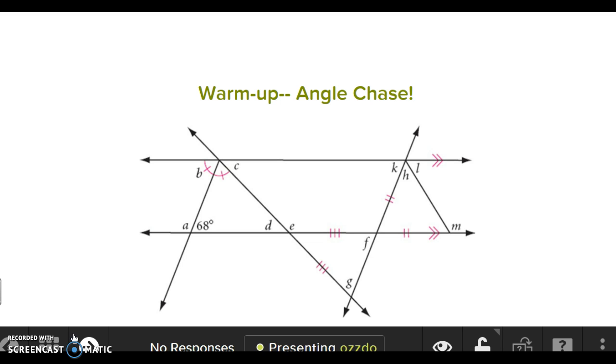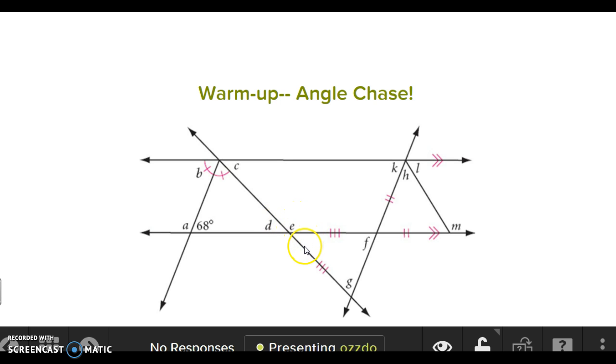Okay, so hopefully you made a good attempt at the warm-up. Angle A should have been 112 degrees. We have a linear pair. Angle B should have been 68 because we have alternate interior angles. C then should have been 44 degrees because we have a straight line. D should have also been 44 because of alternate interior angles with C. E, we have a linear pair with D. So E was 136 degrees.